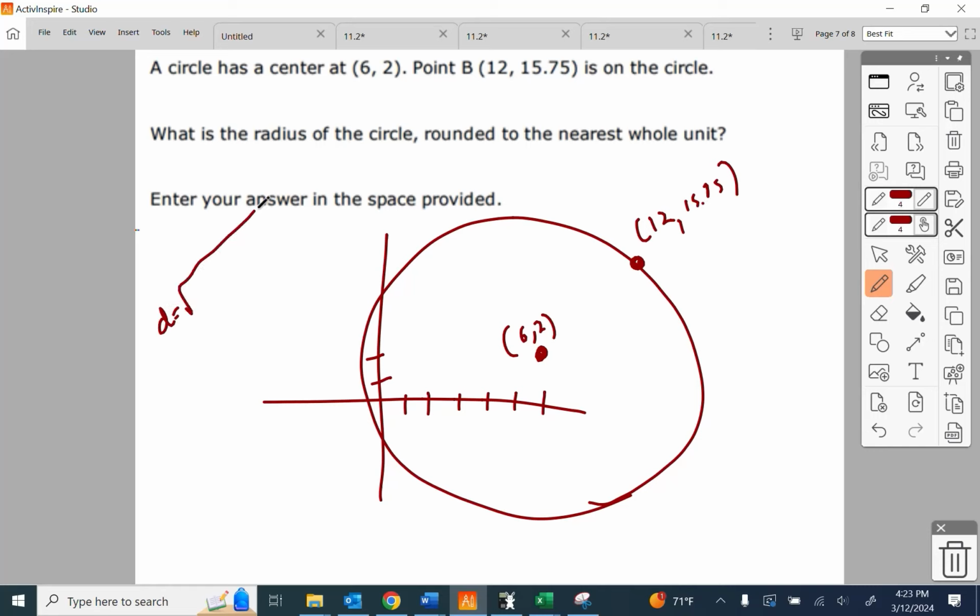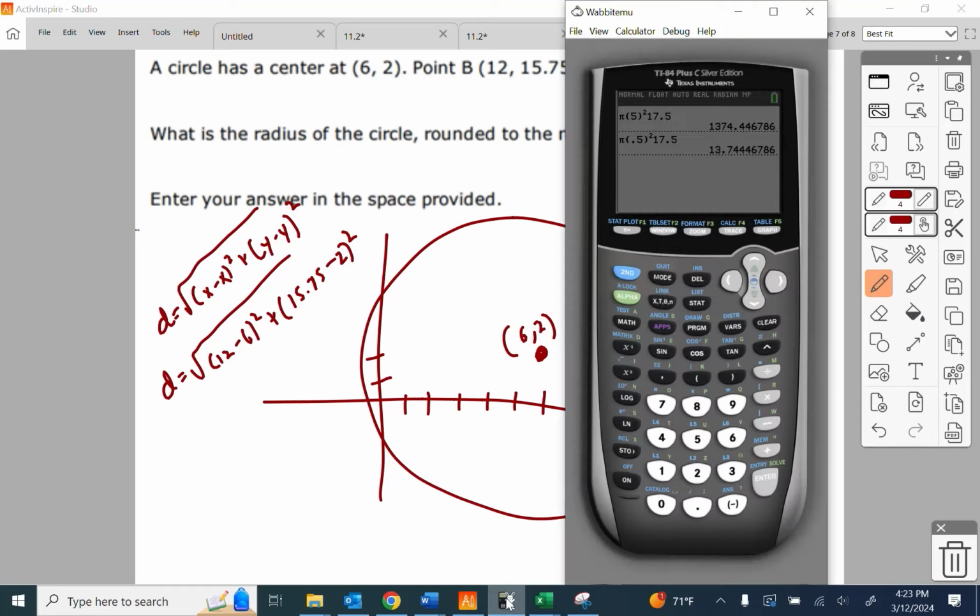The distance formula, the square root of x minus x squared plus y minus y squared. So this would be 12 minus 6 all squared plus 15.75 minus 2 all squared. And again, we'll just pretend that we're dumb, okay? We'll pretend we can't do any of this in our heads. We'll pretend we don't know what 12 minus 6 is, because some of y'all would miss that.